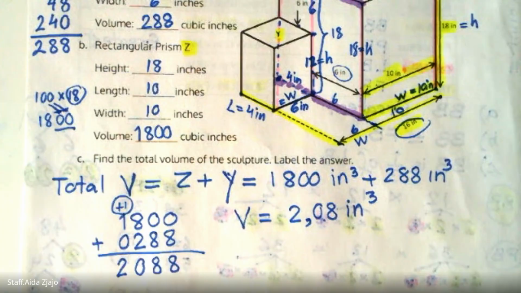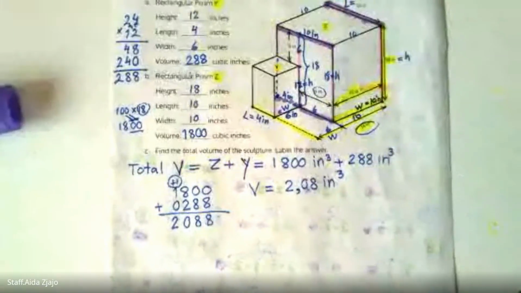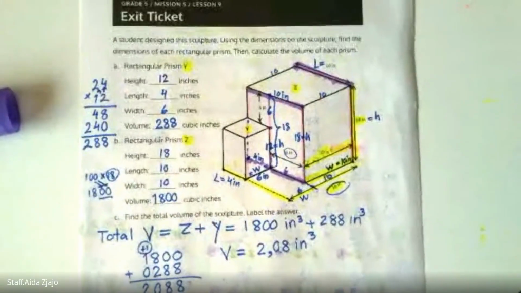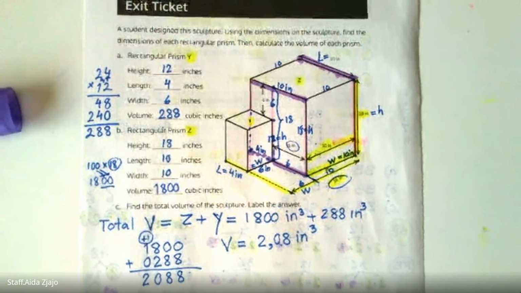for lesson 9, mission 5, grade 5. I'm going to make it smaller so you can see how it looks. It's a bit messy. I had two printed papers and I lost the paper. So there you go. This is the best I could do under the circumstances.